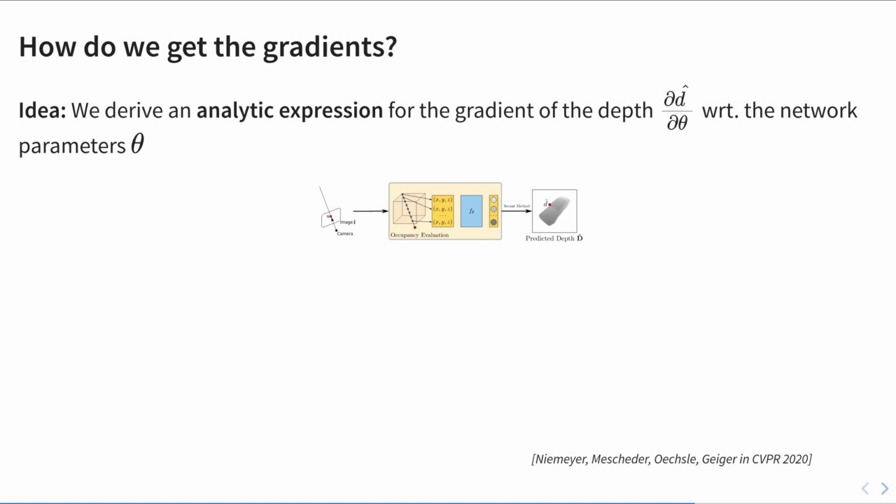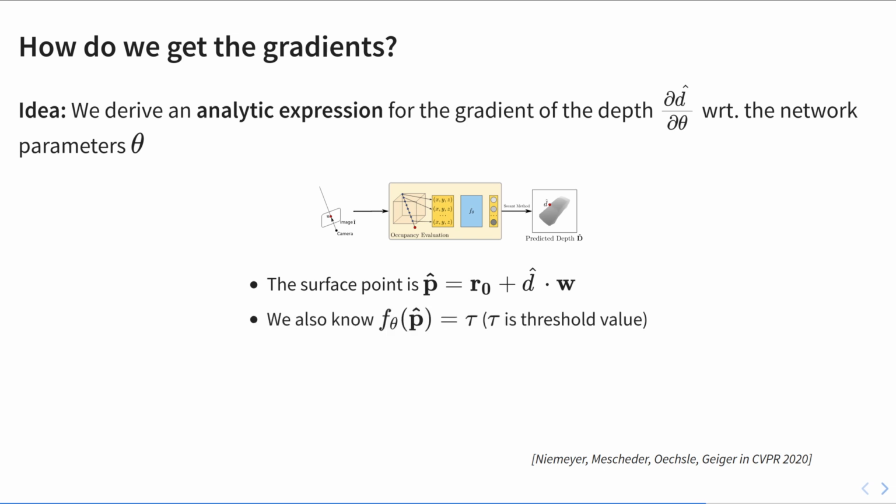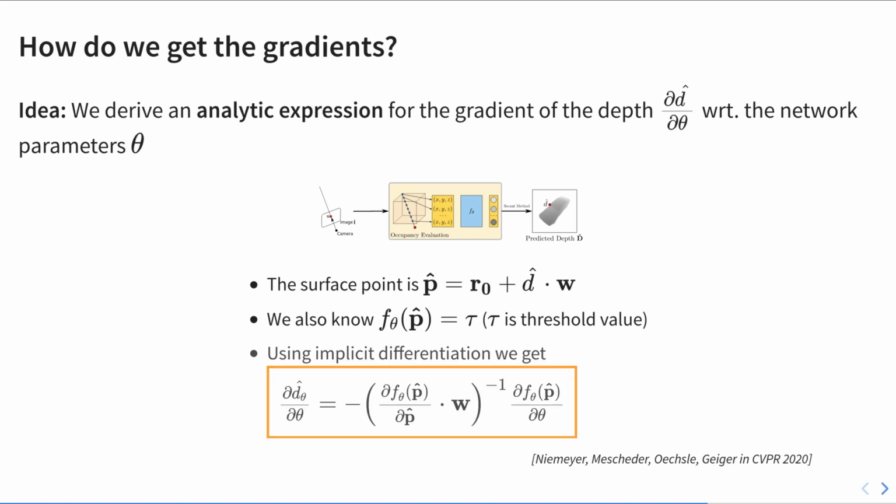The main steps for this is that we first observe that we can express the surface point p hat as a function of the predicted depth d hat along the ray. We also know that the occupancy value at the surface point is exactly tau, the threshold value. We can then plug the first formula into the second one, and using implicit differentiation, we get our analytic expression.